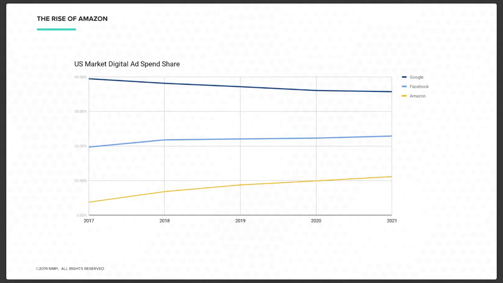Facebook's market share remains relatively steady thanks to the growth of ad spend on Instagram. And despite Amazon still being way off Facebook and even further off Google, it's clear to see that customer journeys are changing, and Amazon ads is only expected to grow further.